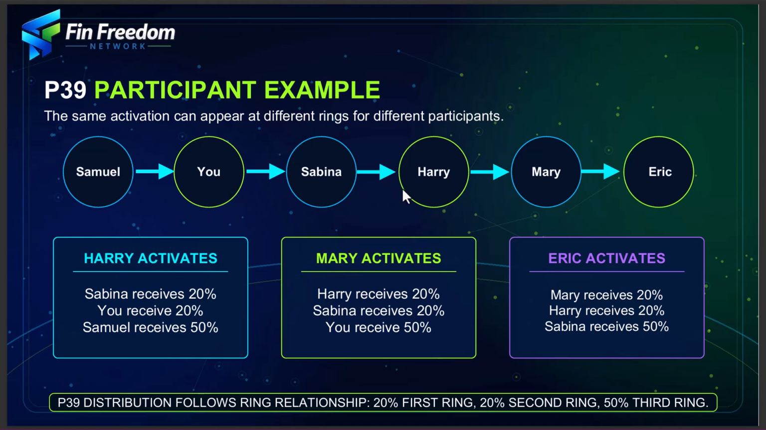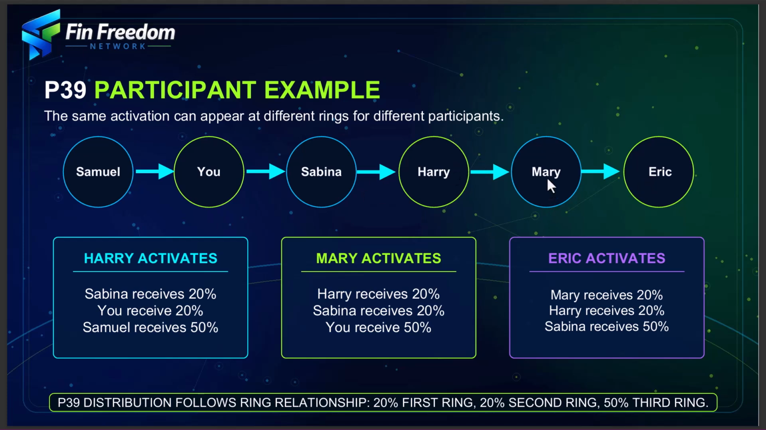So let me explain that in clear terms. System says if Ari activates level 3, for instance, with $40, Sabina, this person will receive 20%. You will receive 20%. Samuel will receive 50%. Do you understand? Because Samuel invited you, you invited Sabina, Sabina invited Harry, Harry invited Mary, Mary invited Eric. So if Harry activates level 3, Sabina will receive 20%, you will receive 20%, and Samuel will receive the major share, which is 50%, and 10% will go to the NFT pool.